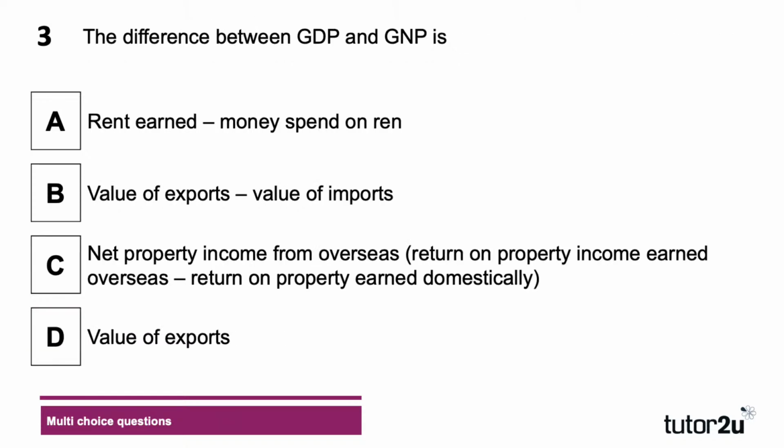Okay. The difference between GDP and GNP, and I know that the difference is that one's got a D in and one's got an N in, okay? But what is the difference between them? How do we calculate the difference between those?